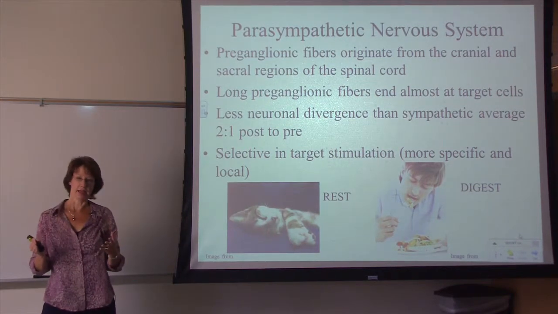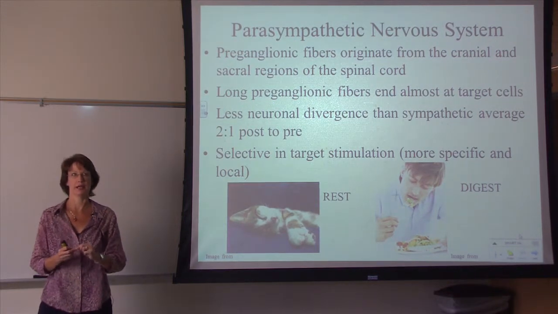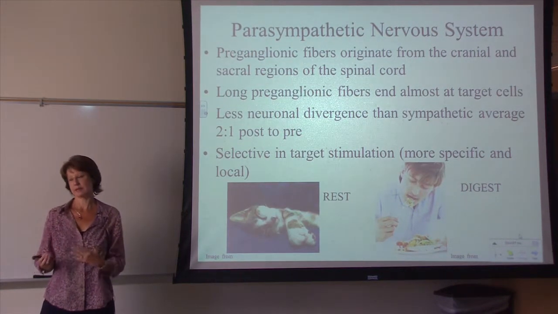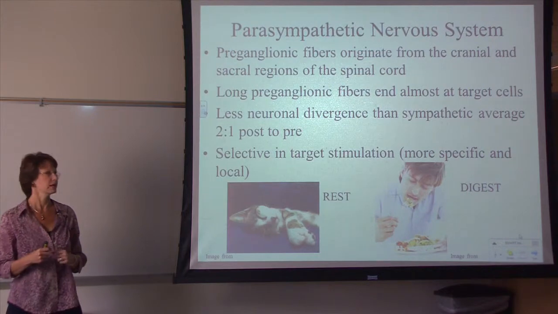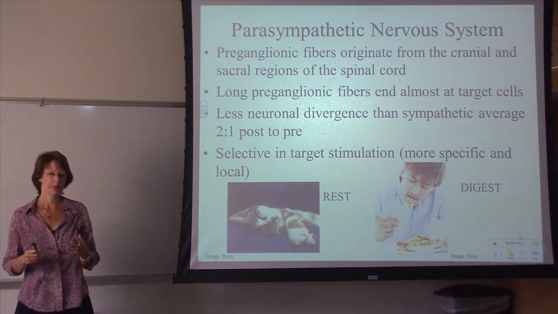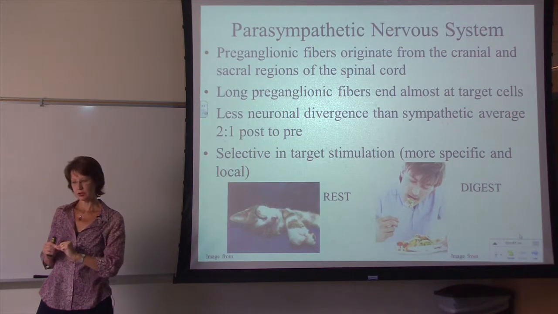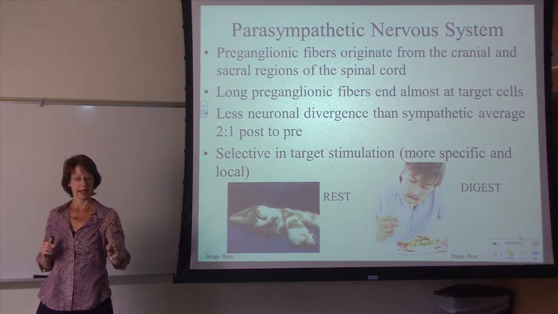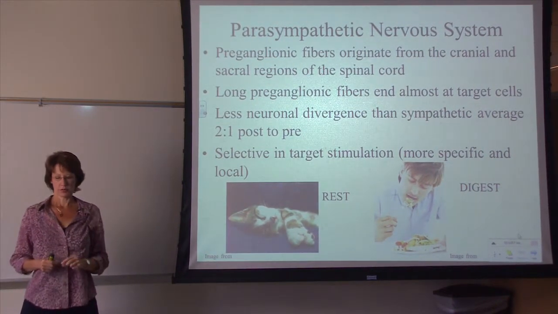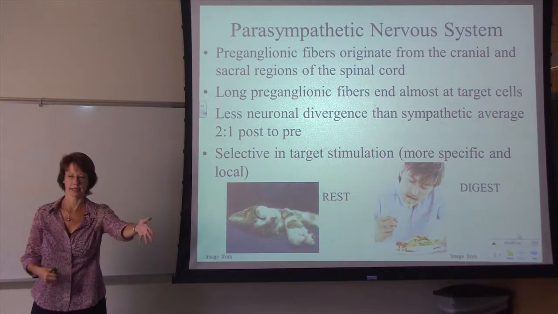Not as targeted as the somatic part of the motor nervous system, because the somatic part has one neuron going exactly to one muscle fiber. You're not having that here, but it's a little more specific than the sympathetic portion. There also isn't that much neuronal divergence in the parasympathetic nervous system. So what that means is one neuron leaving the spinal cord will synapse on just a couple of postsynaptic neurons. So you only get a couple of ways in which neurons can send signals out.